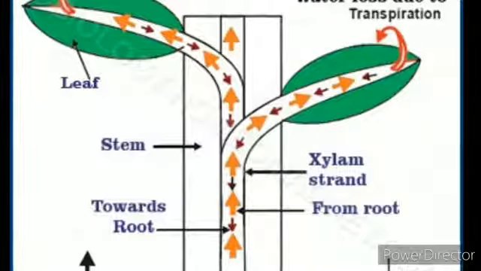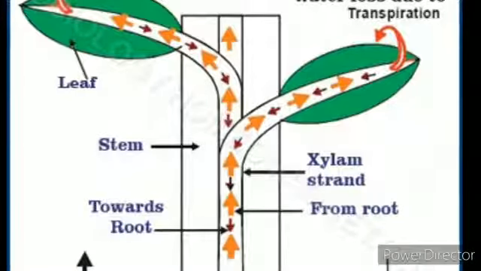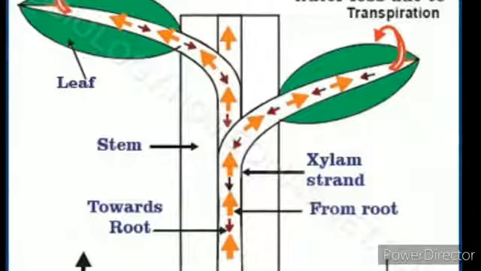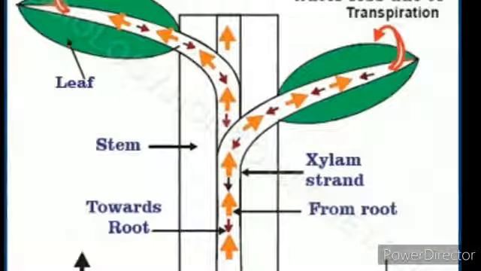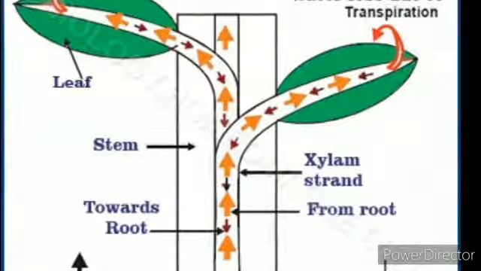So thank you children. In this video you have seen about facilitated diffusion, plasmolysis, water potential and ascent of sap, which are very important and are observed in transport in plants.